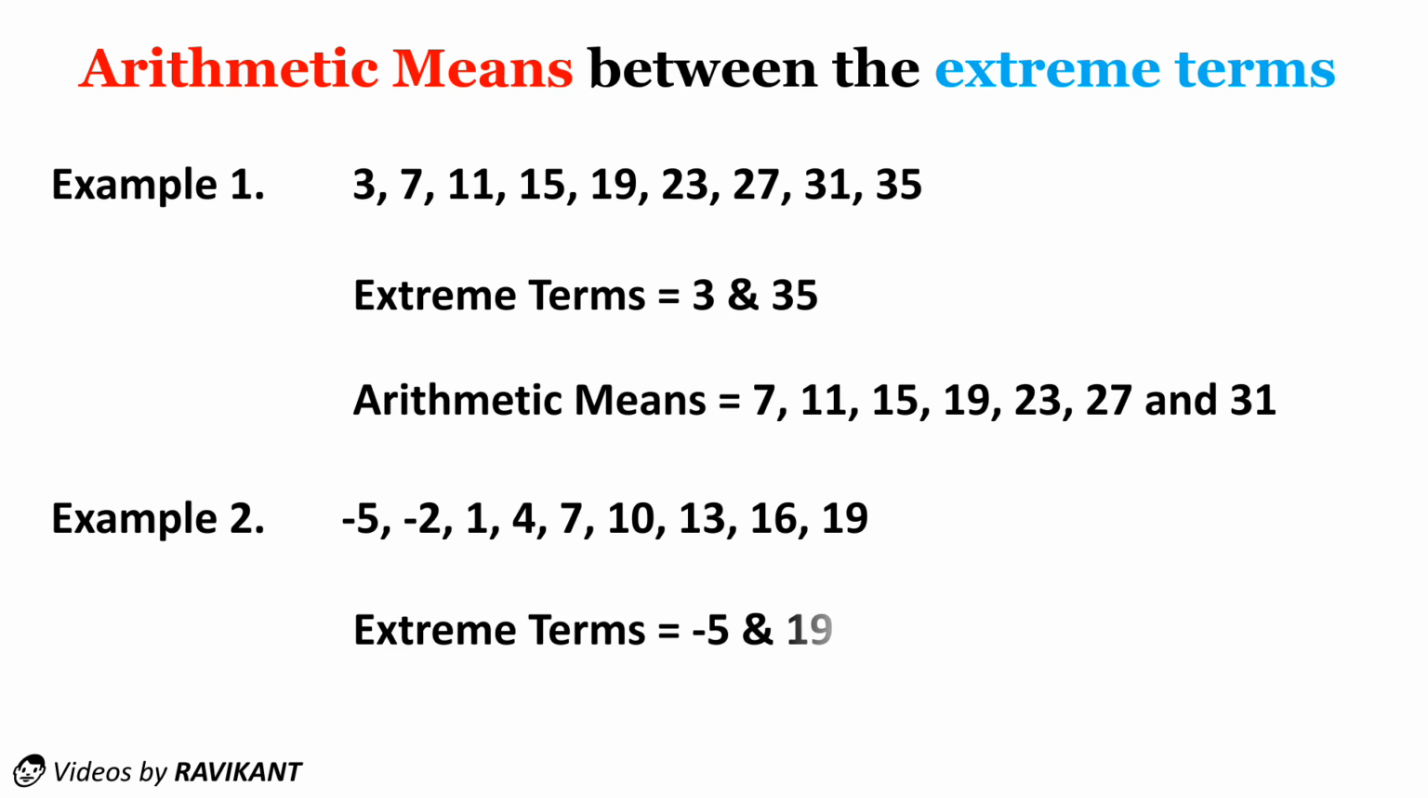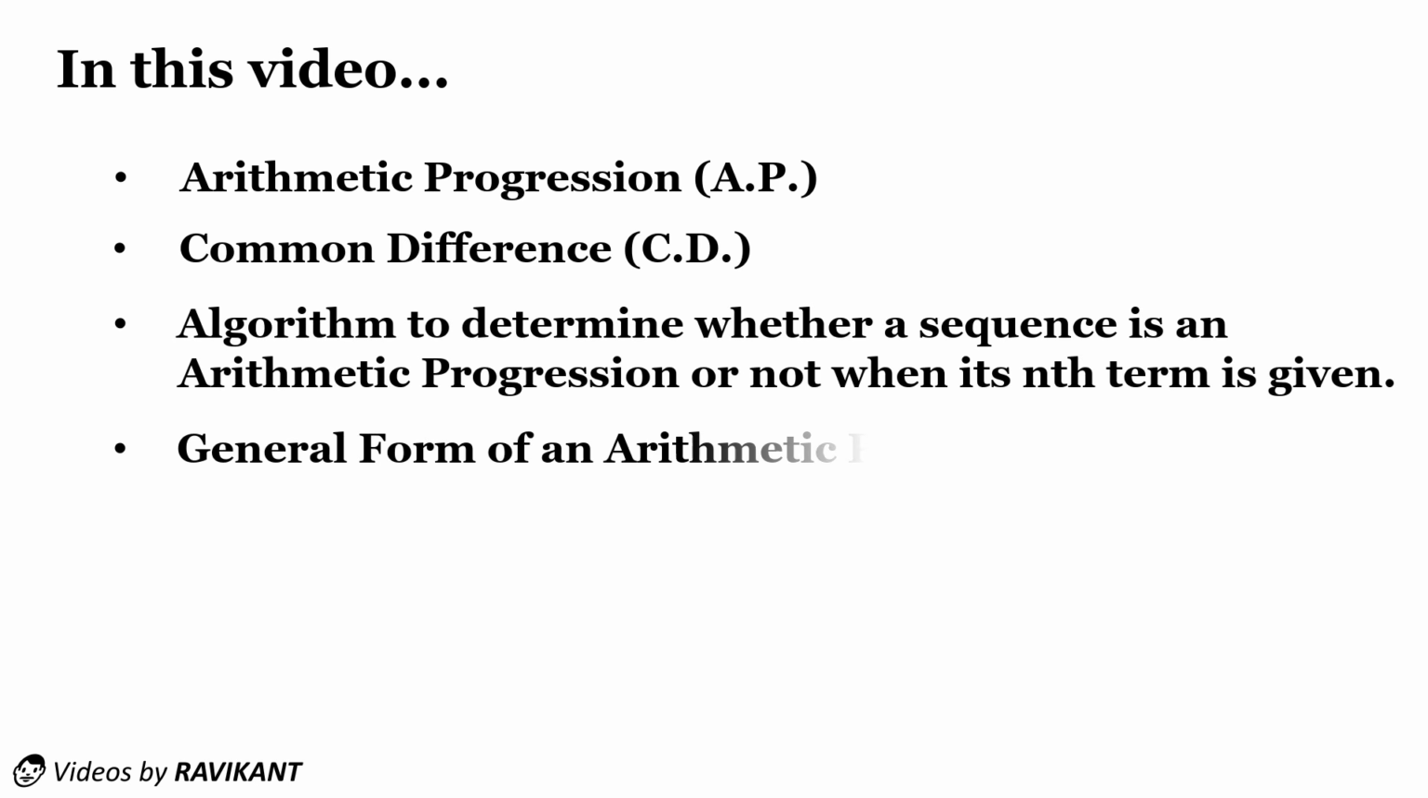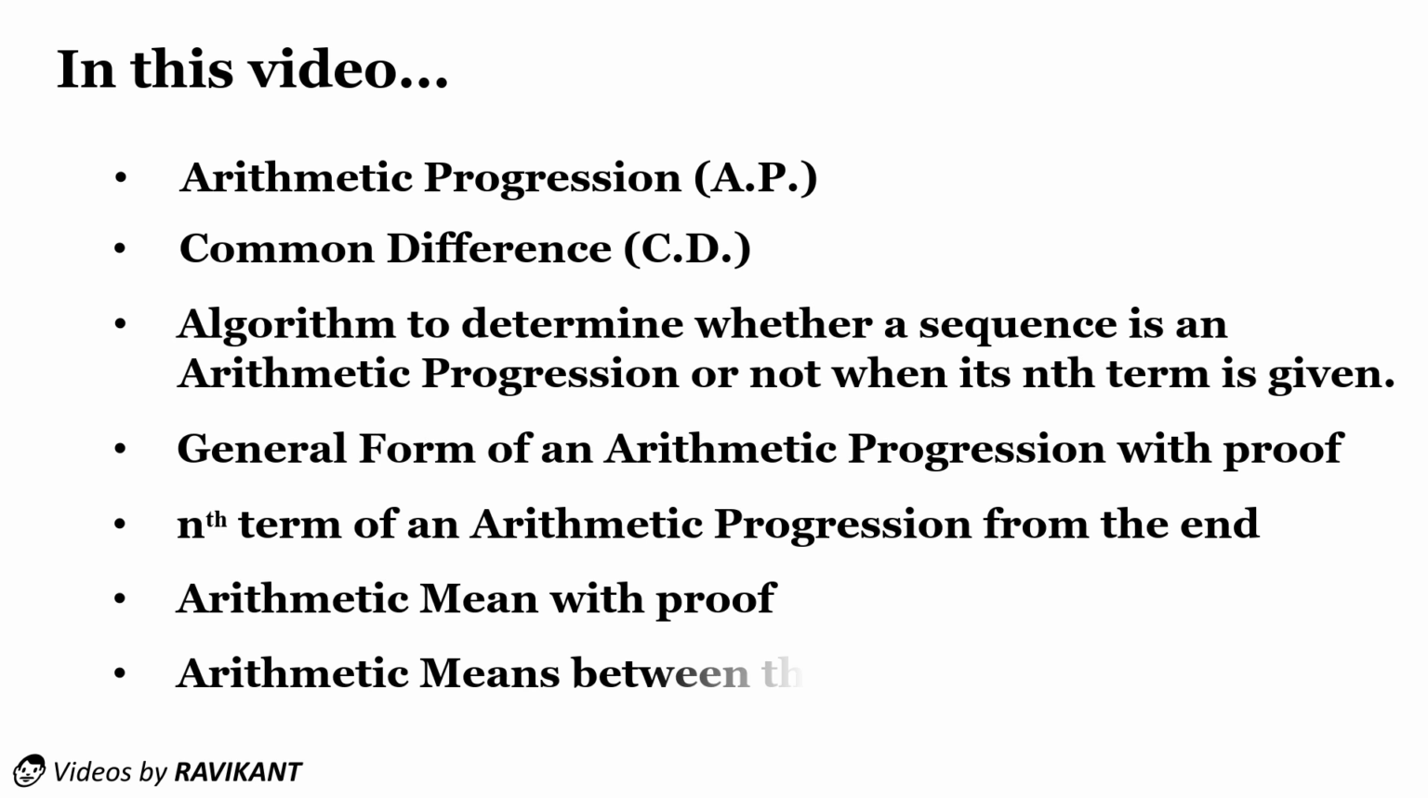In the next example, the extreme terms are minus 5 and 19. So the arithmetic means are each term which lies between these two extreme terms. So we can easily calculate the arithmetic means between the extreme terms. So in this video, we have learned these following topics of an arithmetic progression. I hope you understand these topics.